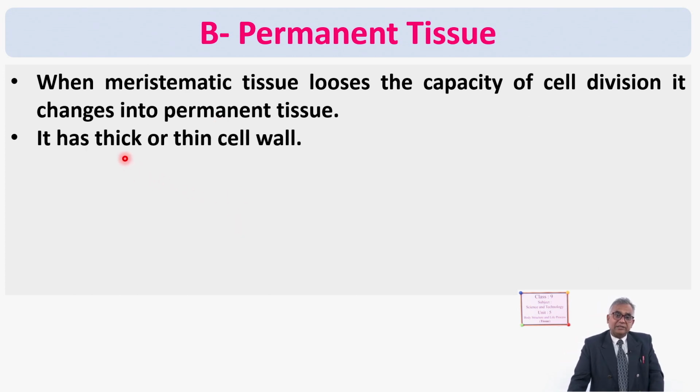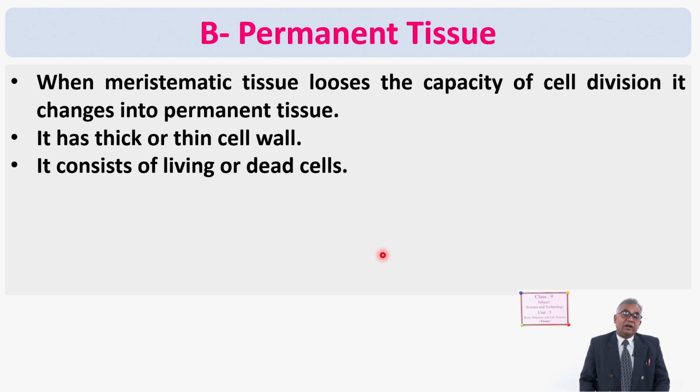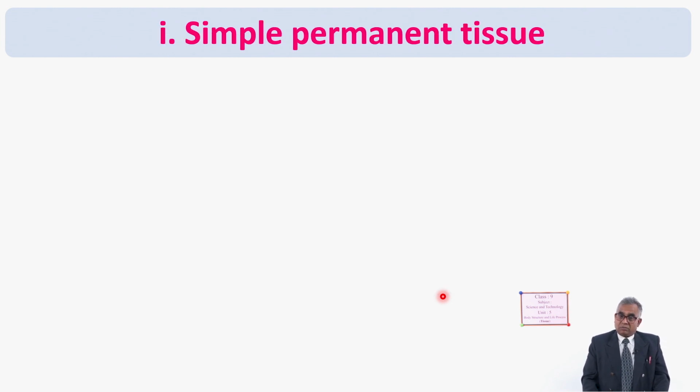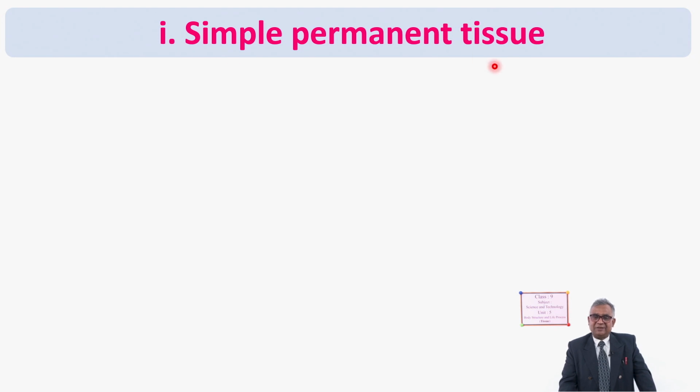Okay, it has thick or thin cell wall. Some of the permanent tissues have thin cell wall, some have thick cell wall. It consists of living or dead cells. Some permanent tissues have living cells, some have dead cells. And permanent tissues may be of three types, about which I already told you. They are simple permanent tissue, complex permanent tissue, and special permanent tissue. So now we are going to discuss simple permanent tissue. By name, it is very easy to say what is simple permanent.